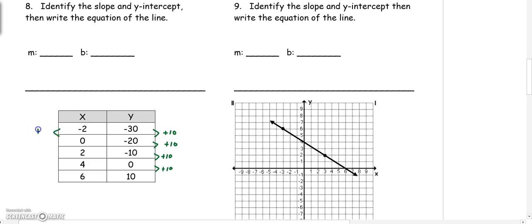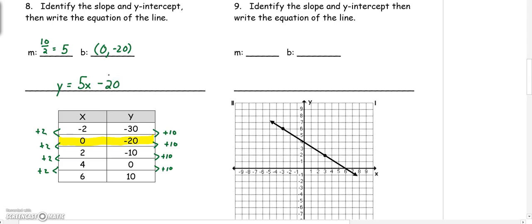My x's are changing by positive 2. I'm always adding 2 to get to the next number. So to find my slope, it's the change in y over the change in x, 10 over 2, which equals 5. When I'm looking for the y-intercept, it's the point where there's a 0 for x in my table. So I have 0, negative 20 as my y-intercept. So when I write my equation, we have to have y equals. The slope goes in front of x, so 5x, and then my y-intercept, minus 20.